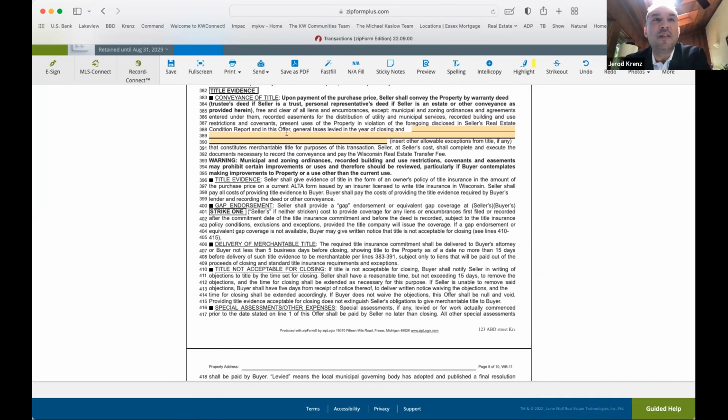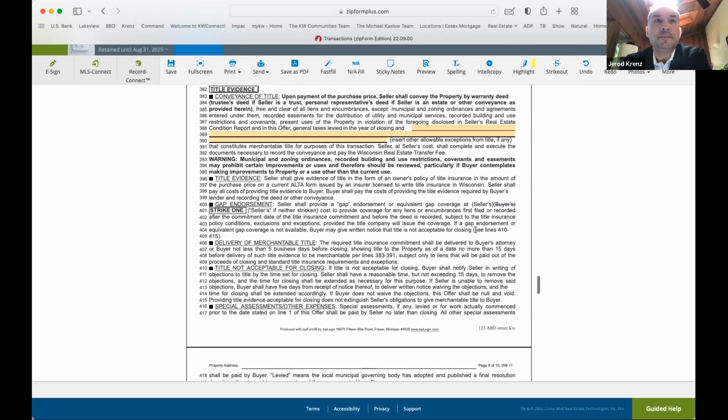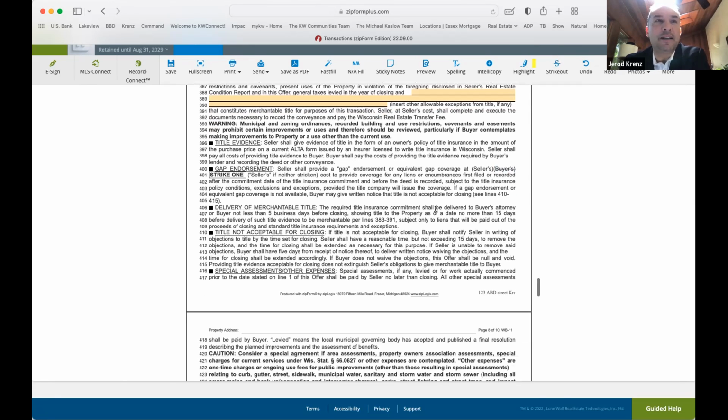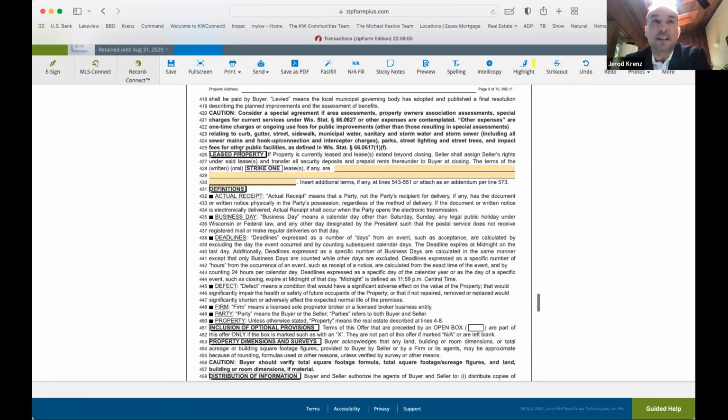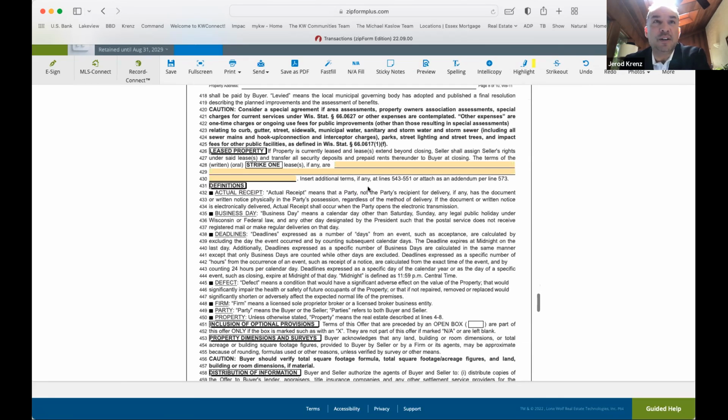Excellent. Conveyance of title. This right here is just saying, and this is to protect the buyer, the property needs to be free and clear of all liens and encumbrances. And it states that right here. Another thing that you'll see is that gap endorsement coverage is on line 400. It just says that the seller will take care of that. That's going to cost about $175 on that realm. And the seller typically pays for that. If it's a lease property, you would put that information here.